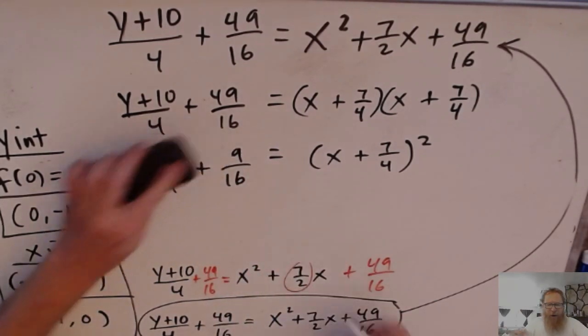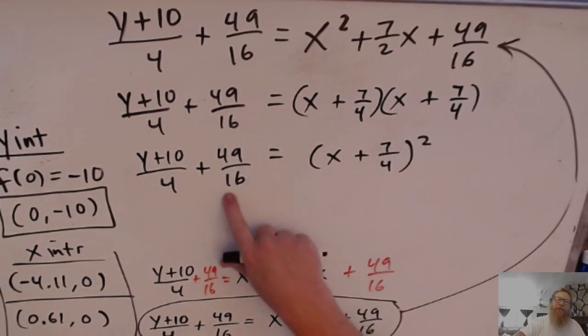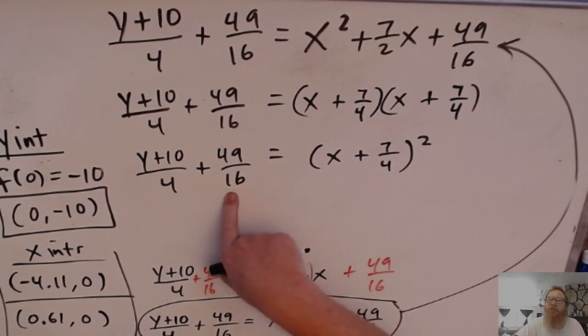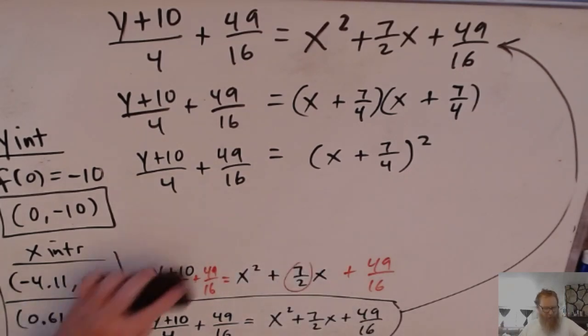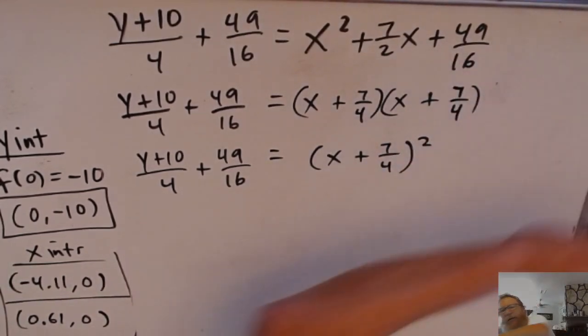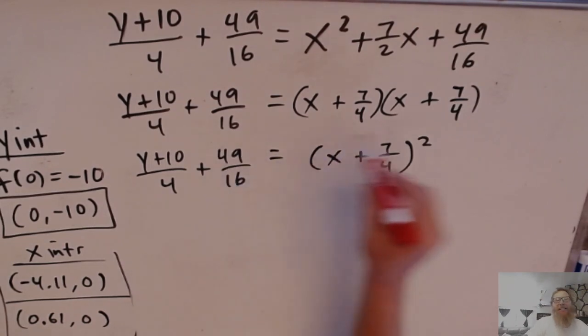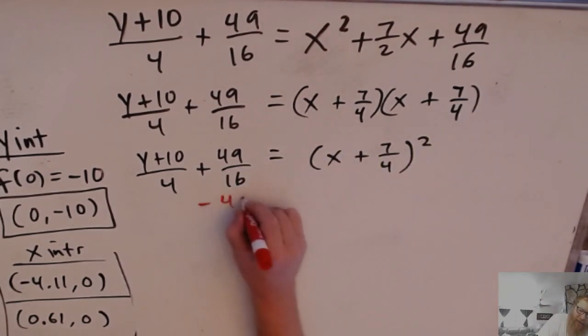Okay, so here we are. We've got a perfect square here. Now it's time to empty out the barn or clean out the garage or the shed or whatever, wherever you store your extra stuff. 49/16. Move it to the right-hand side.